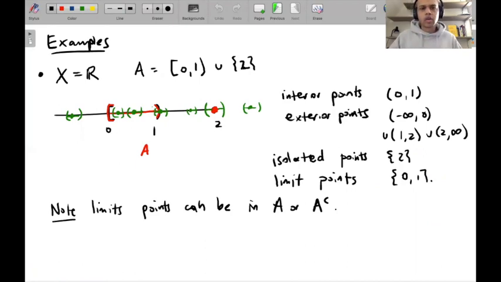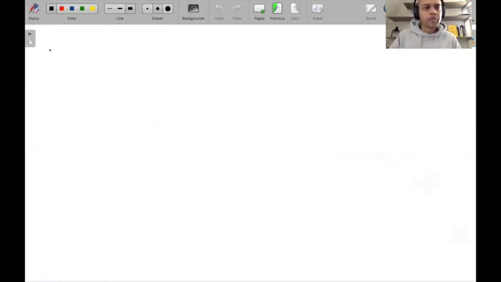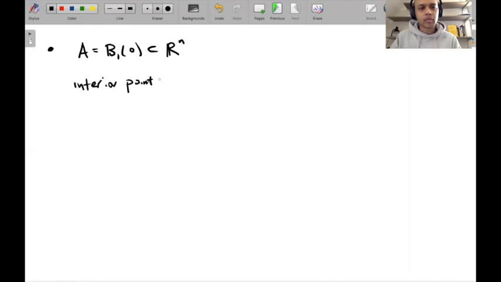Let me do one more quick example. Let's take A to be the ball of radius 1 around the origin in Rn. So in this case, the interior points is all of A. Every point is an interior point. So let me draw a picture in the two-dimensional case.